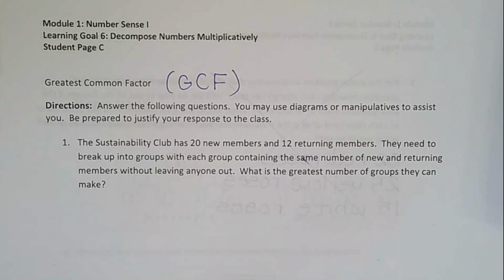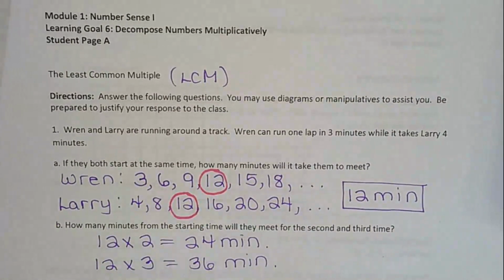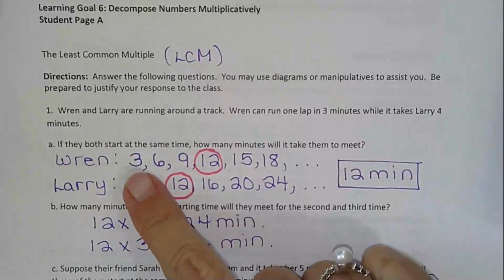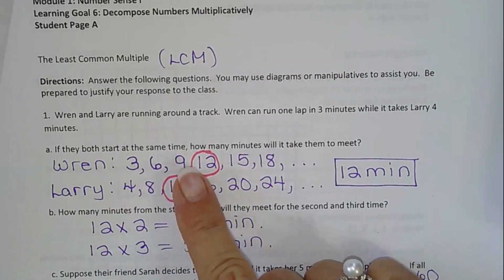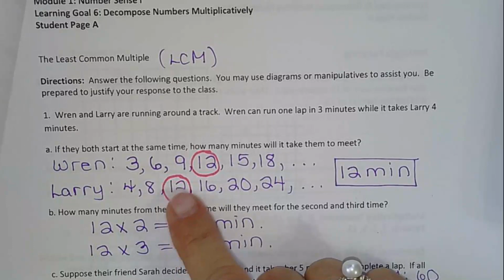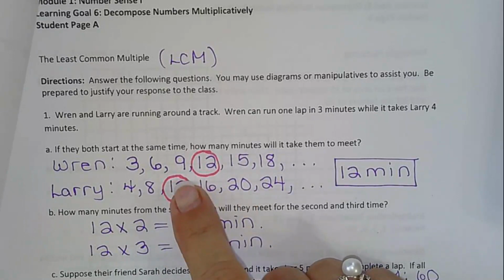In the first part of Module 1, Lesson 6, we learned how to find the least common multiple by listing the multiples of each number. 3 times 1, 3 times 2, 3 times 3, 4 times 1, 4 times 2, 4 times 3, until we found the smallest, least common multiple in the list.